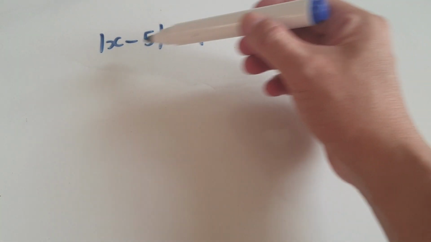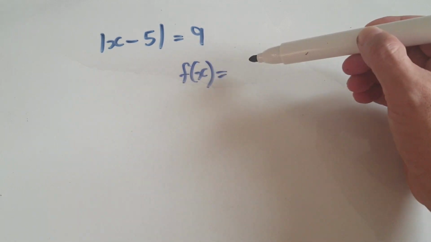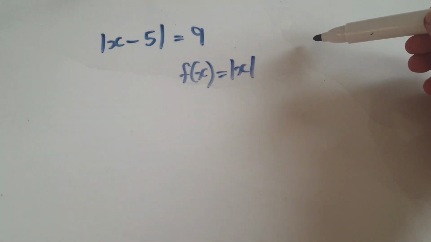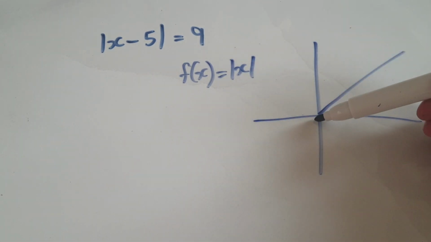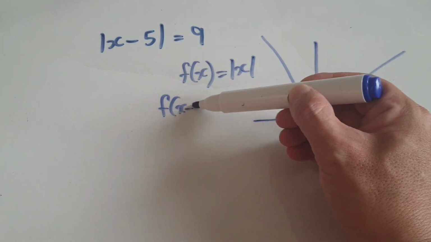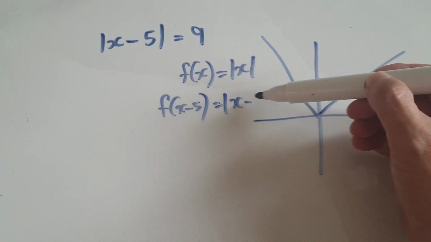Okay, let's try and solve this absolute equation. So first, start out by trying to understand what's going on. Start out with f of x equals absolute value of x. So this graph looks like this. It's like a V. And then if you apply this transformation, x minus 5, that would mean you would put this into the x, so it would look like this.